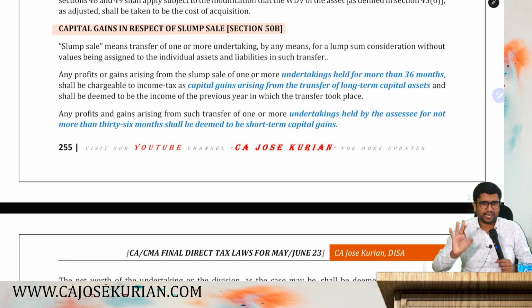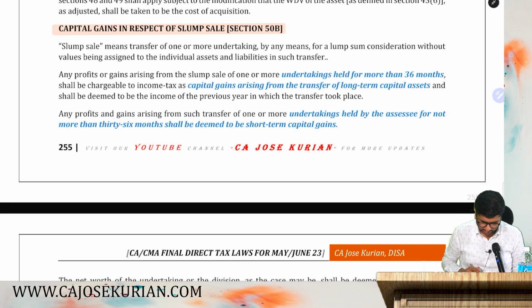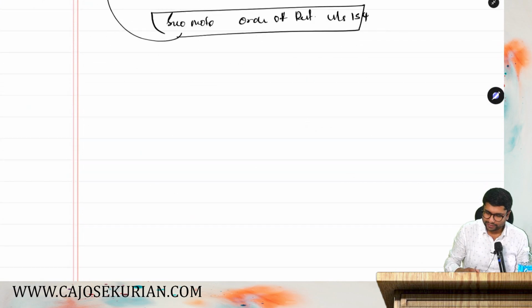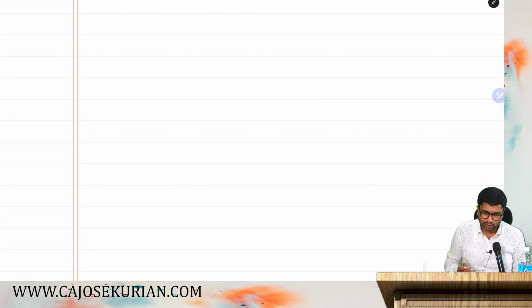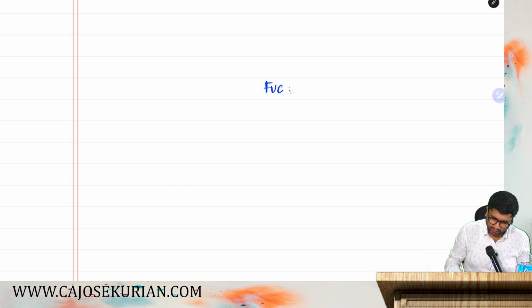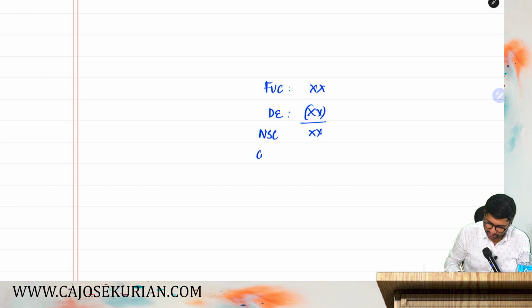Listen, say for example, normally, how do you compute capital gains? Tell me, what is the formula or equation to compute capital gains? The first thing required is full value consideration. From that, you can deduct direct expenses on transfer. Then you will get net sale consideration. From that, you can deduct cost of acquisition or cost of improvement, whatever it is. Then the rest is said to be capital gains.